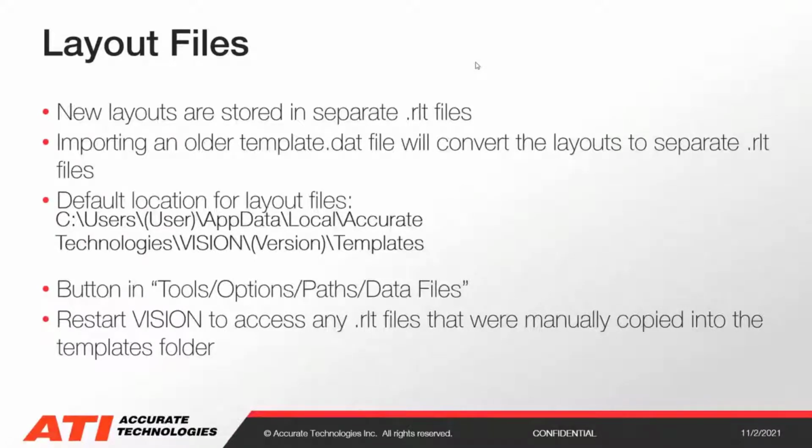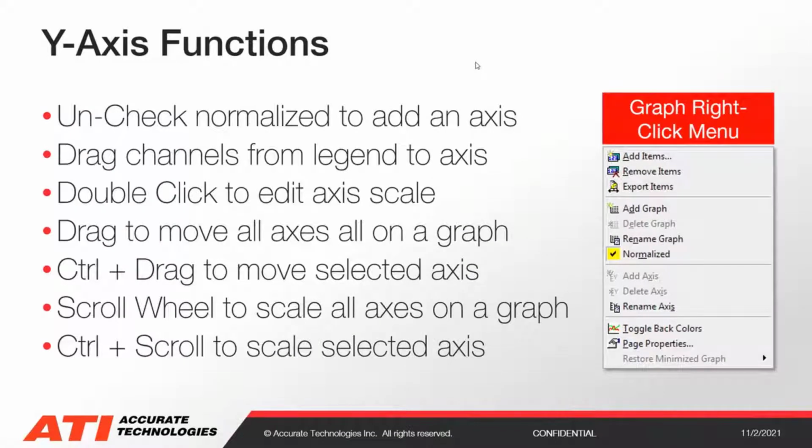So you can export out of the layout manager that you saw earlier, and you can throw those on a thumb drive or whatever, and you can also do that to share with other people. Default location is a little buried, but we did that so we don't get any write access violations. Some systems that have the lockdown with user write restrictions usually always allow us in this location. So anyways, the button in Tools, Options, Paths, Data Files will take you right there. And if you do manually put anything in that file location, you will have to restart Vision in order to see them.